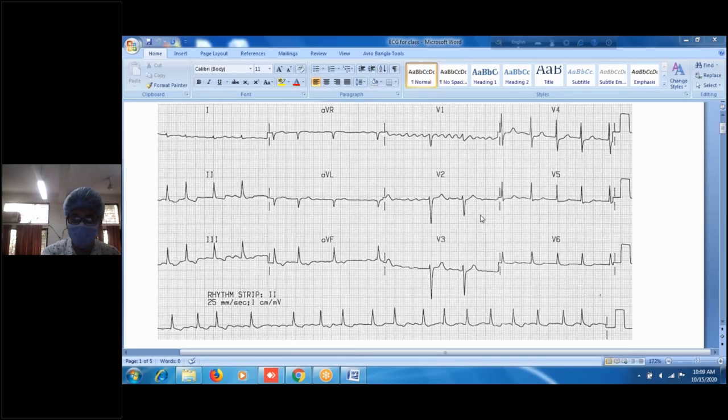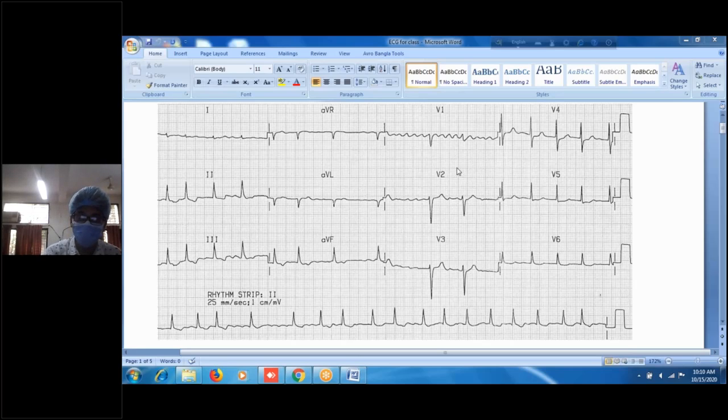So here, what are the ECG findings? You can tell that there is an irregular rhythm, absent P wave, and there is a flutter wave. These three are enough to pass the exam. What is the diagnosis? The diagnosis is atrial fibrillation with atrial flutter.